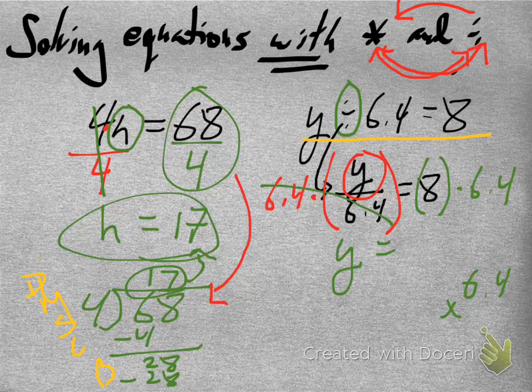Now, 6.4 times 8, you probably can't do in your head. So we're going to do a little side problem down here. So 6.4 times 8, I'm going to do this in Cherry Bomb. And 8 times 4 is 32, carry the 3. And 8 times 6 is 48, plus 3 is 51.